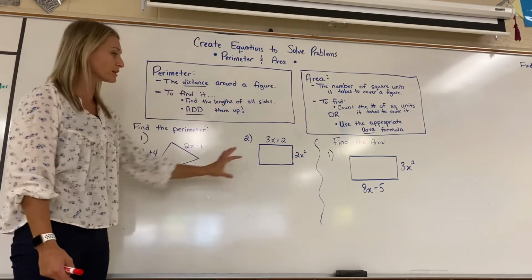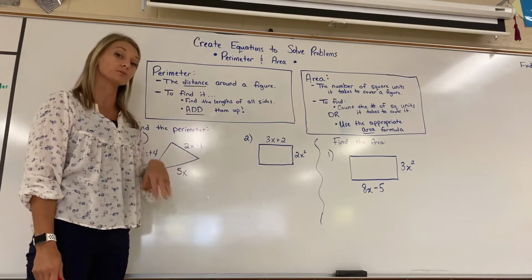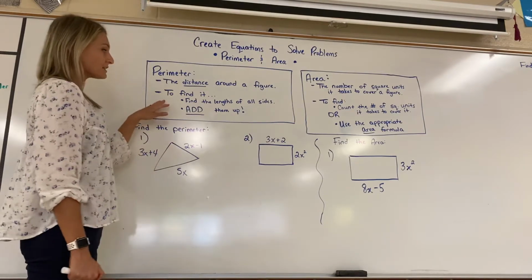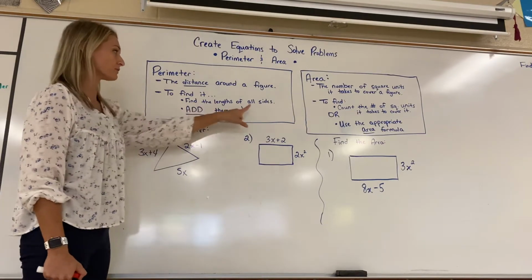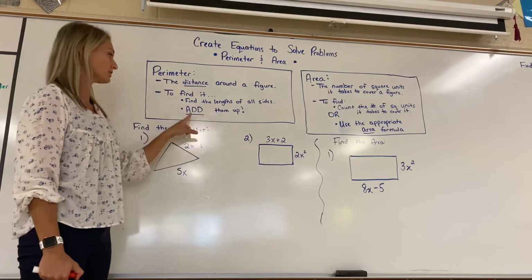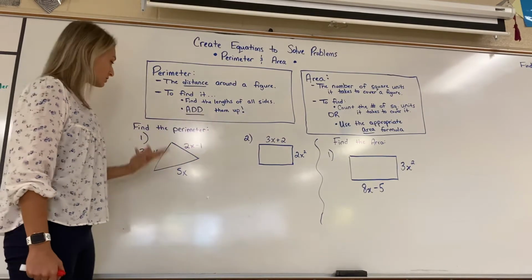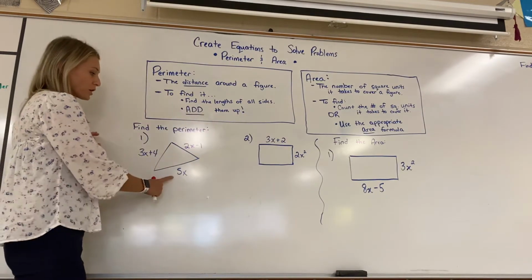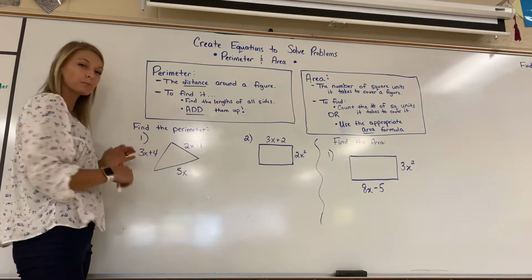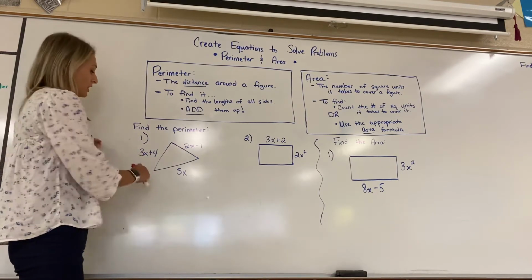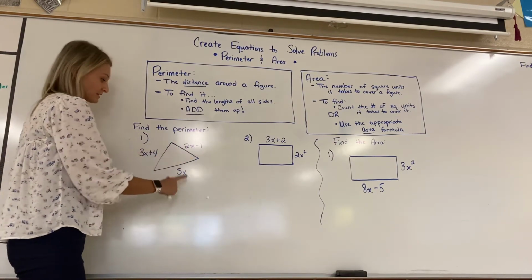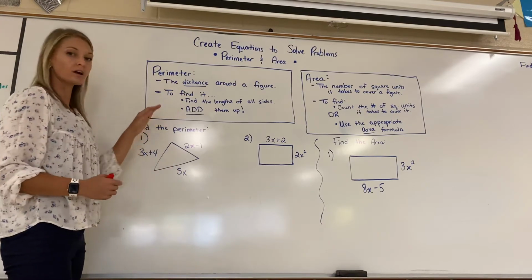So with the problems that we're working with and the problems that you've done before, to find the perimeter, you're going to find the lengths of all the sides of the figure, and then you just add them up. Okay, so same story, but now notice instead of actual number lengths, we have expressions for lengths. The way that you do it will not change.